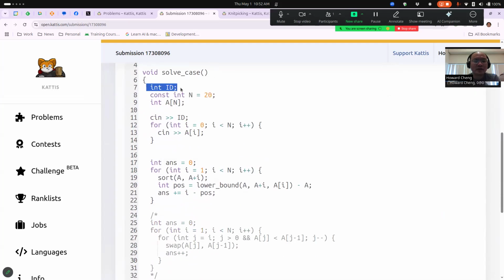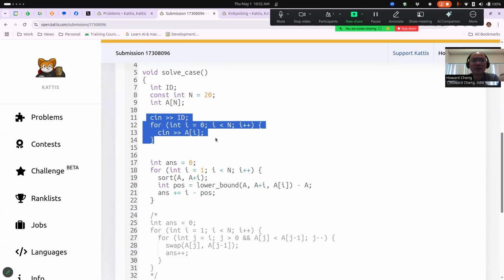Okay, so I have the problem ID. I have the number of items, which in this case is fixed at 20, and I can declare an array of size 20. I read in the ID, and then I write a for loop that reads in all the array elements. I know a lot of people maybe don't know that you can read directly into a bracket i. So I've seen all the time people reading in some temporary integer variable and then assigning that integer variable into a bracket i. You don't have to do that. You can just read it directly.